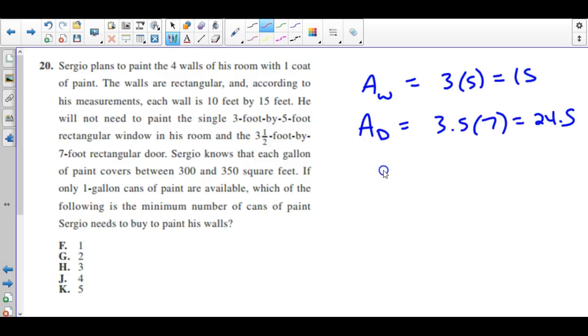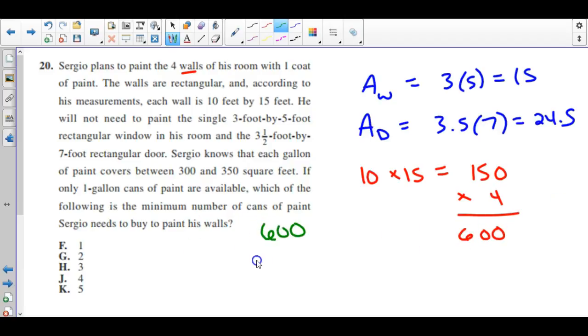And then the 4 walls. It says he's painting the 4 walls in the room, and the walls themselves are 10 by 15. So I'm going to take 10 times 15. So each wall is 150 square feet. There's 4 walls, so he has a total of 600 square feet. Okay, but we are not painting the window, which was 15, and we're not painting the doorway, which is 24.5. So he has 560.5 square feet to cover, and each gallon of paint covers between 300 and 350.